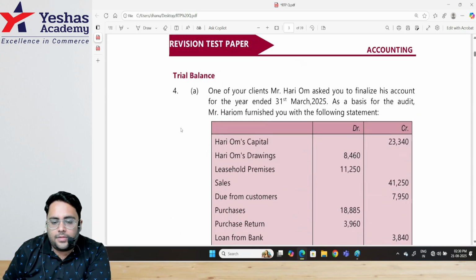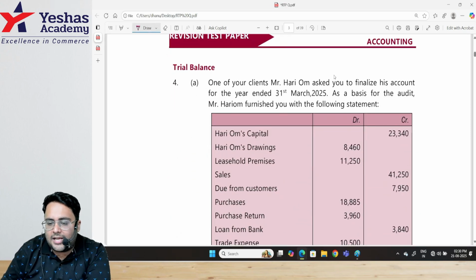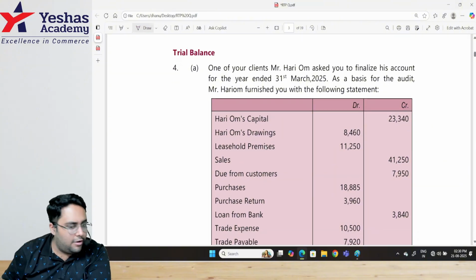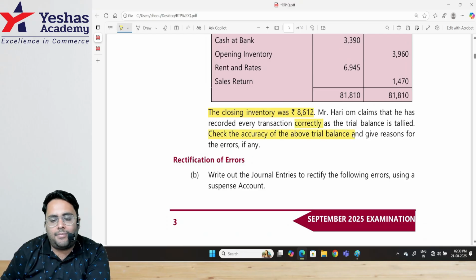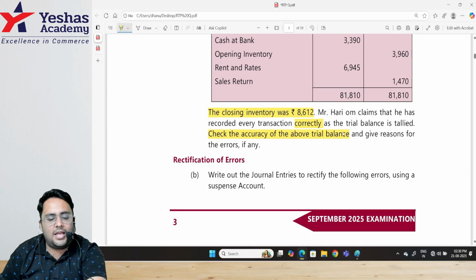So continuing ahead, one of your clients, Mr. Hariom, has asked you to finalize his accounts for the year ended 31st March. As a basis for the audit, Mr. Hariom gave you the following statement. They've given you a trial balance. The closing inventory was 8,612. Hariom claims that he has recorded every transaction correctly in the trial balance. Check the accuracy of the above trial balance. Give reasons for any errors.